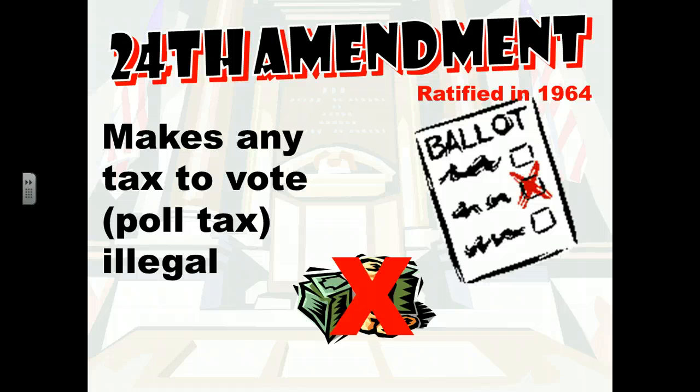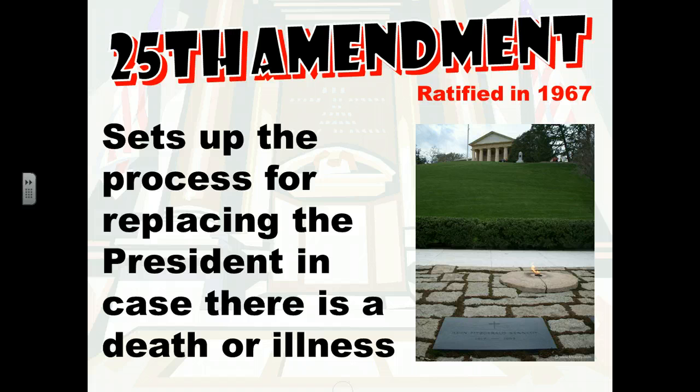All right. The 24th Amendment is ratified in 1964. This makes any tax to vote, or what's called a poll tax, illegal. There were still some things lingering in primarily the South, where there were little taxes being placed on voting, and they don't want to have any attachment to paying a fee to be able to vote. So this basically clarifies no poll tax in any way, shape, or form when people vote. So this was ratified in 1964.